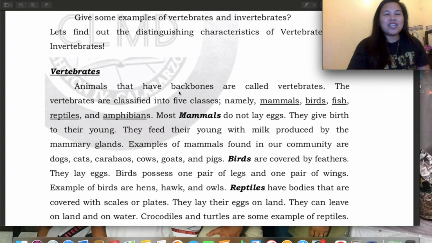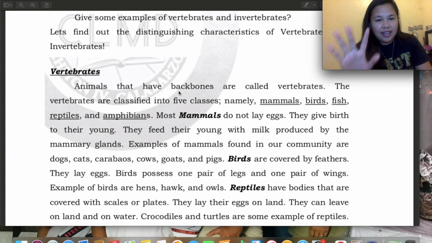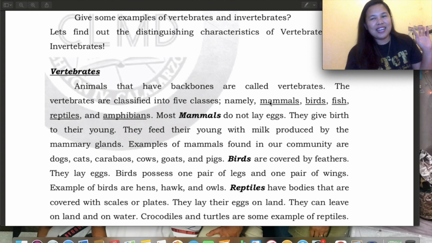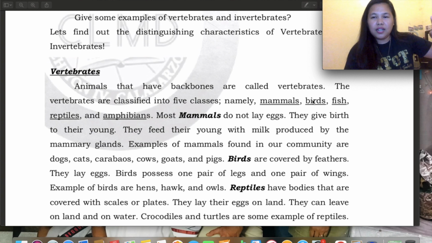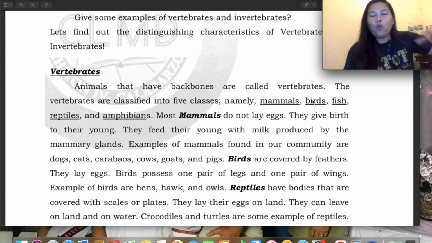So the vertebrates are classified in 5 classes. Favorite ko talaga to. Okay. What are the 5 classes of vertebrates? So first, mammals. You have to take note of this. Mammals. Pangalawa, birds. Third, fish. Fourth, reptiles. Fifth, amphibians. Again, what are the 5 classes of vertebrates?